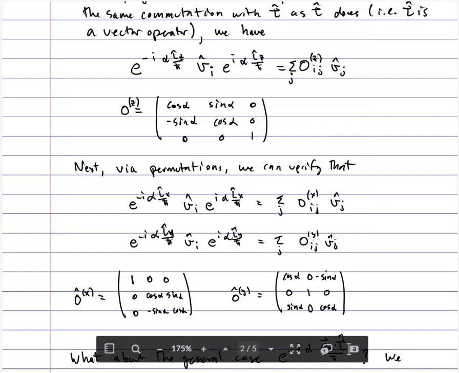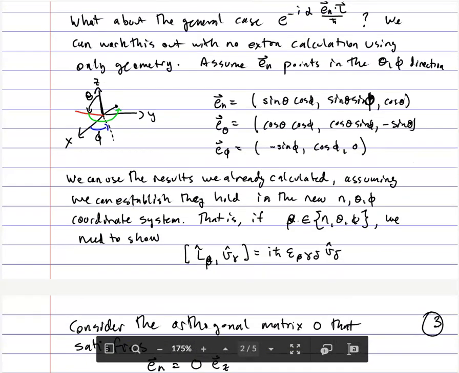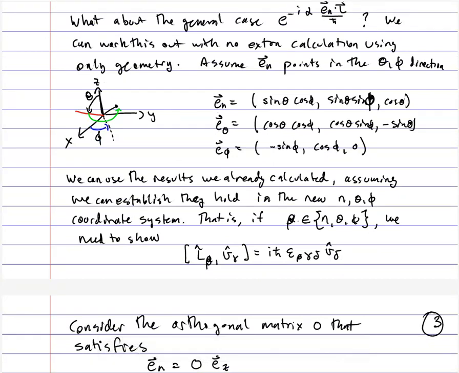All right, now what about the general case? In the general case, we have an exponential of en dot L. And of course, en dot L is going to just be a summation of an Lx and Ly and an Lz with some numbers. If the axis is pointing in the theta phi direction, then en is given by sine theta cos phi, sine theta sine phi, cos theta.